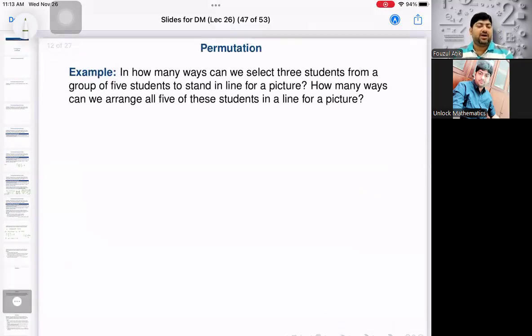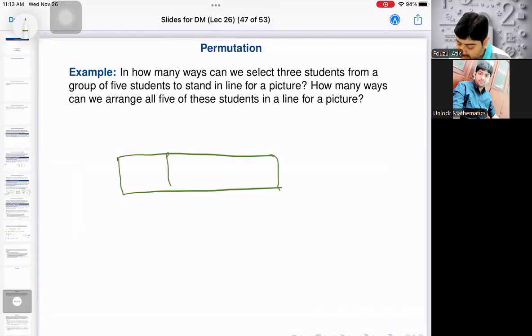Look at this question. How many ways can we select 3 students from a group of 5 students to stand in a line for a picture? So you actually want to make a picture like this, standing in a line, and there are three students you want to take a picture of. But how many students do you have? Total number of students is 5. Maybe the students are A, B, C, D, and E.